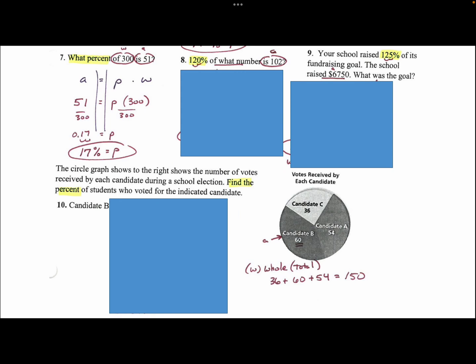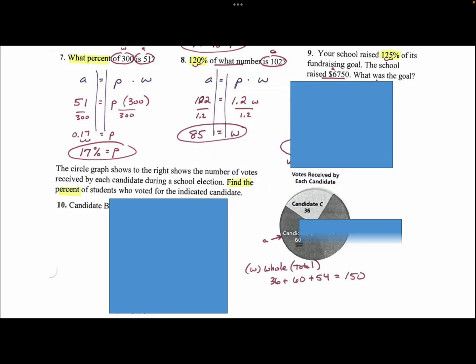Number 8, you have 120%, which means you're going to end up with 1.2 underneath your P, not 120. And is the 102. You're going to divide, and you get your whole is 85. W is 85.